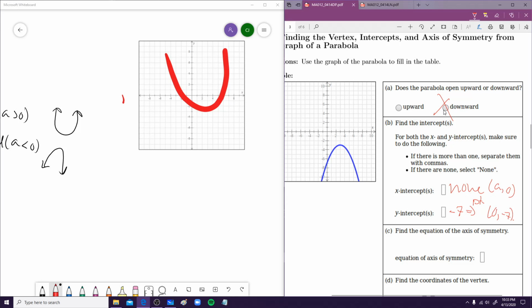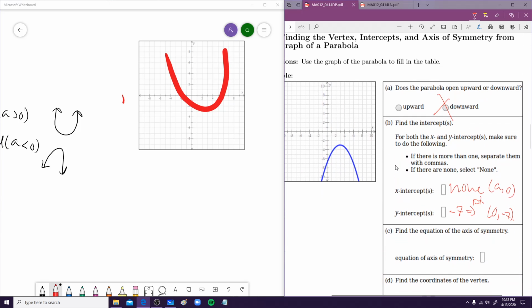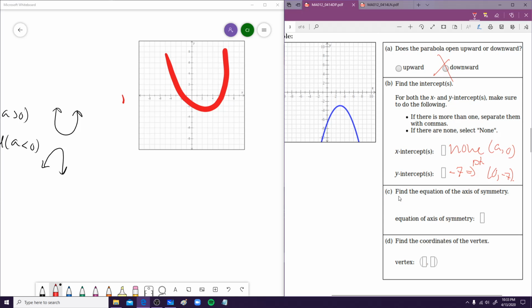Right? So now, what is the equation for the axis of symmetry? Honestly, I think it is kind of weird that they're asking for the axis of symmetry first, because normally we find the vertex first. So let's go ahead and do D first. If you want to do C first, that is perfectly fine, but I'm going to find the vertex. So what is the vertex?